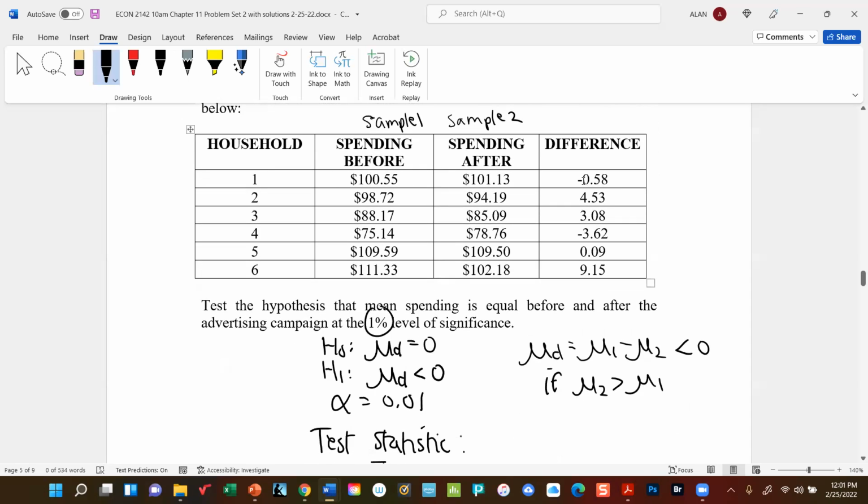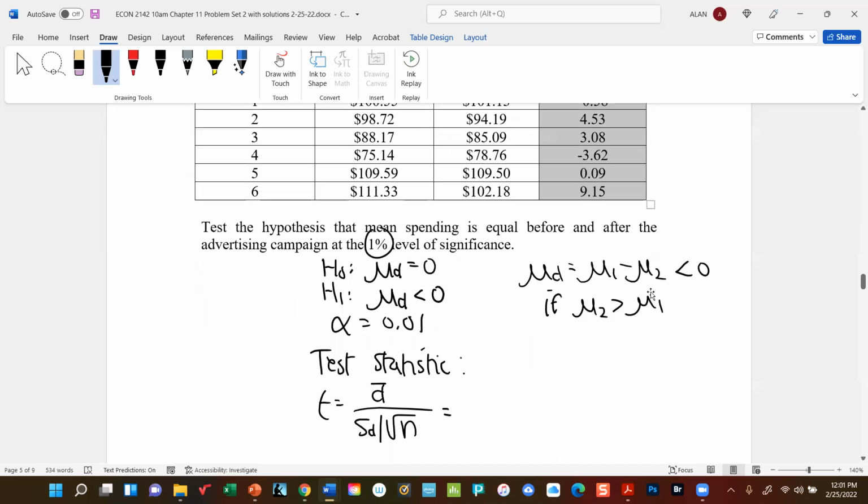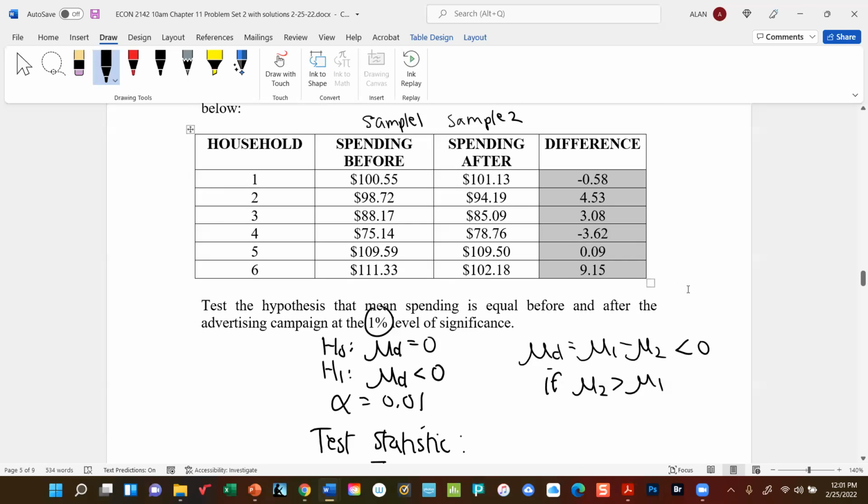So what I want you to do is type these into one of your lists, and then we can carry on. But basically, the rest of it is exactly the same. It's the same test statistic, the same everything. All right. So let me know when you're ready. Yeah, I know they're not integers. That's going to make it a little trickier.